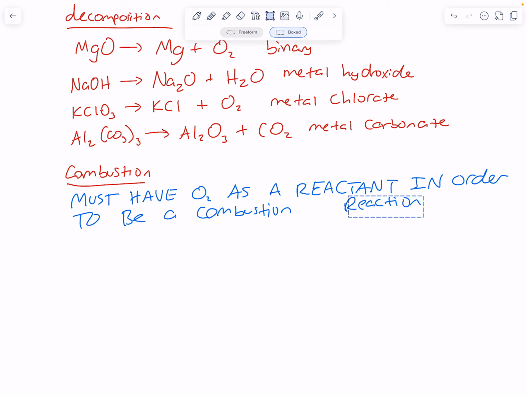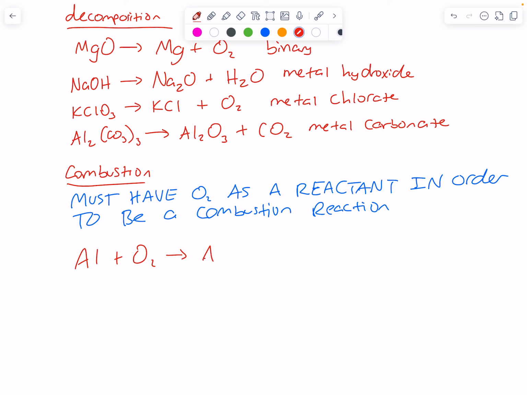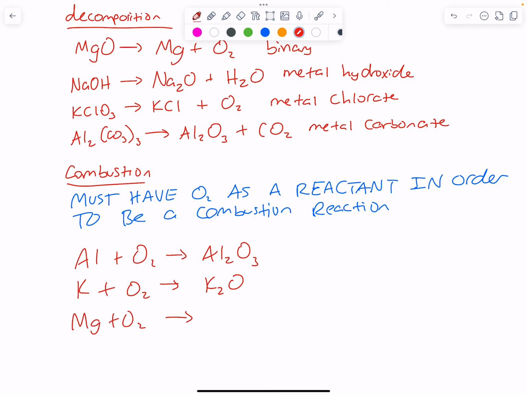Let's go through some examples. Literally anything reacting with oxygen is combustion. If I were to give you plain aluminum reacting with oxygen, combustion. Potassium reacting with oxygen, combustion. Magnesium reacting with oxygen, combustion. So all of these reactions are combustion reactions, because I have oxygen as a reactant.